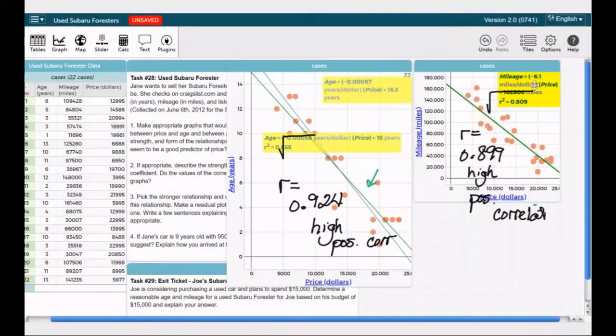But which one is better? Which one has a higher correlation? Is it price and age or price and mileage? Price and age, yes. This one is definitely higher than what this is, correct? So if she wants to price her vehicle, she should use price and age. Okay?